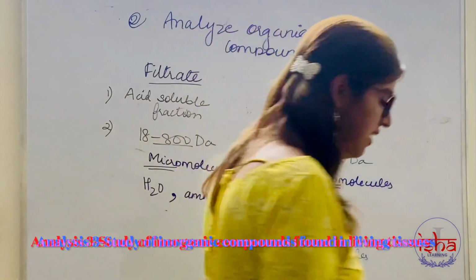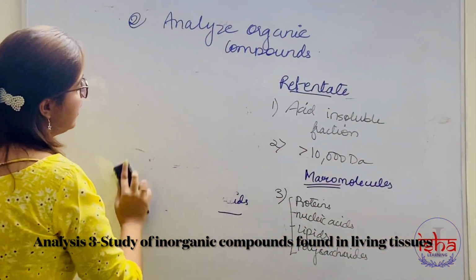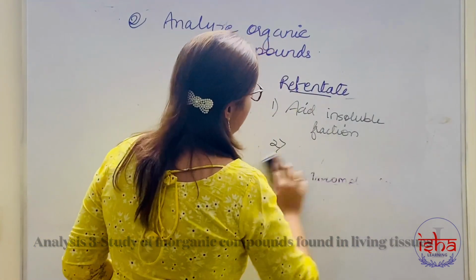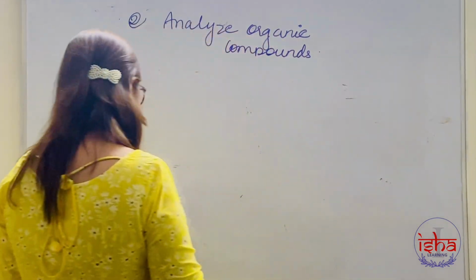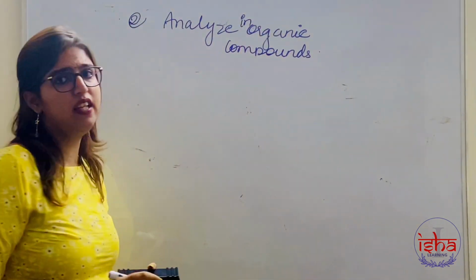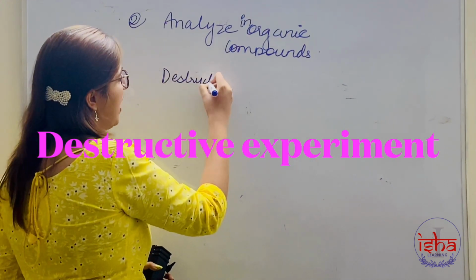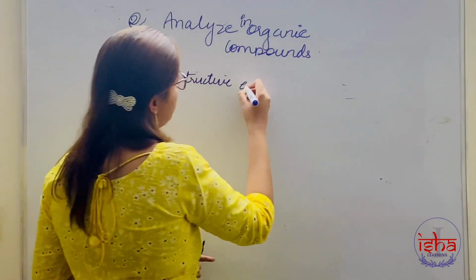Now scientists did another experiment to find out what inorganic compounds were present in the cell. This experiment done for the inorganic compounds was a rather destructive experiment. Why is it destructive? Well, we'll see.